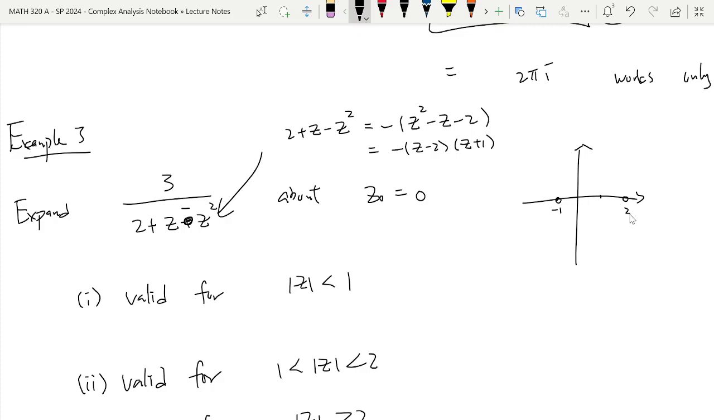So you have to choose some disk and some annulus region so that the singularities are avoided, at least by the boundary of it. So the first case is here. Use a unit disk. This is case number 1. Case number 2, you can use an annulus region.